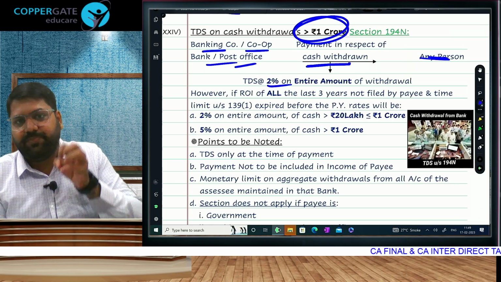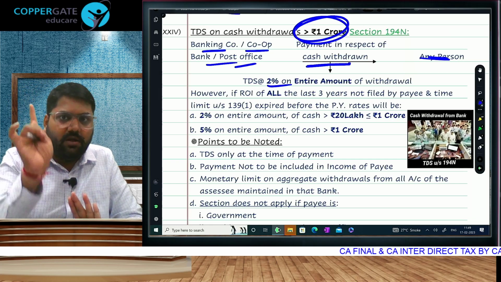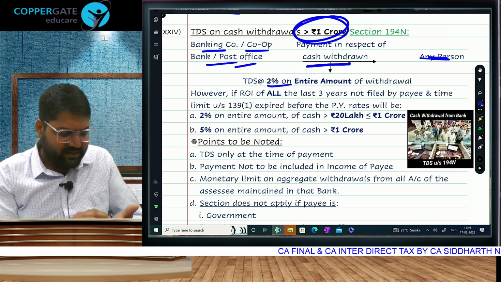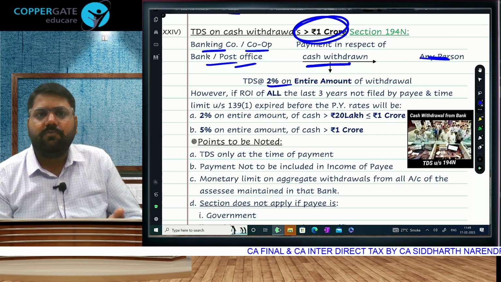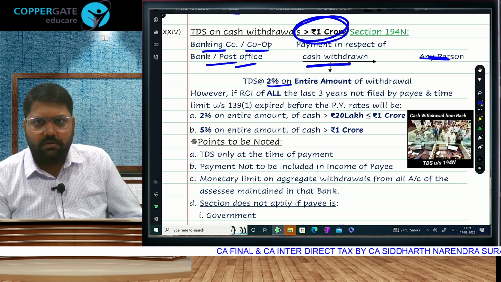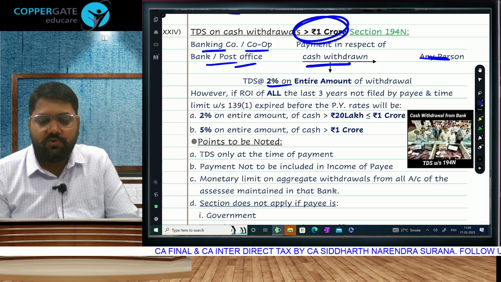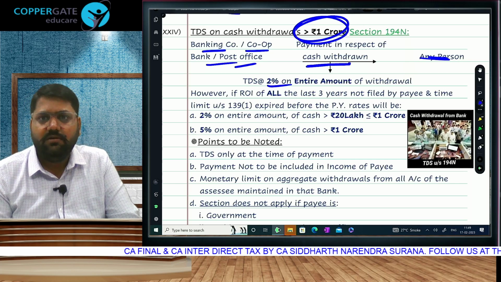attracted. See, honestly speaking, there is one controversy here. If you go and read the Income Tax Act, in pure and simple terms it is given that TDS will come on the amount. Now that amount is basically, if you are withdrawing 1 crore and 10 lakhs, the amount is 1.1 crore.